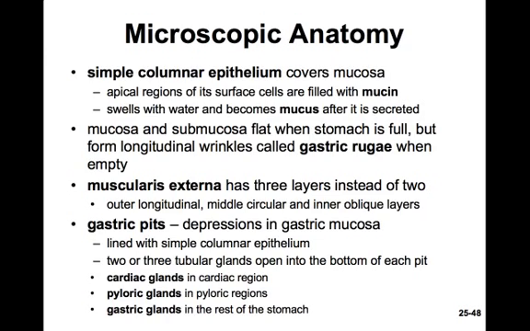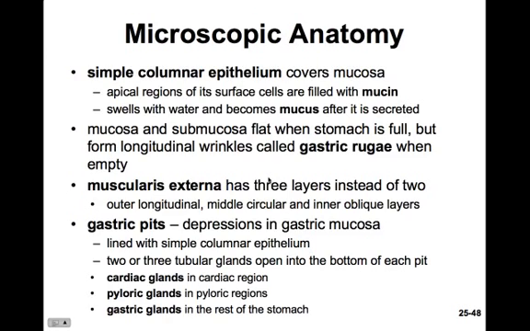Once we get into the microscopic anatomy, we'll see that the stomach is predominantly simple columnar epithelium. The apical regions of the surface cells are filled with mucin, which when in contact with water will swell and become mucus after it's secreted. The mucosa and submucosa are flat when the stomach is full. But remember the rugae you could see in the dissected stomach? Well, when the stomach's contracted and empty, these gastric rugae will arise.